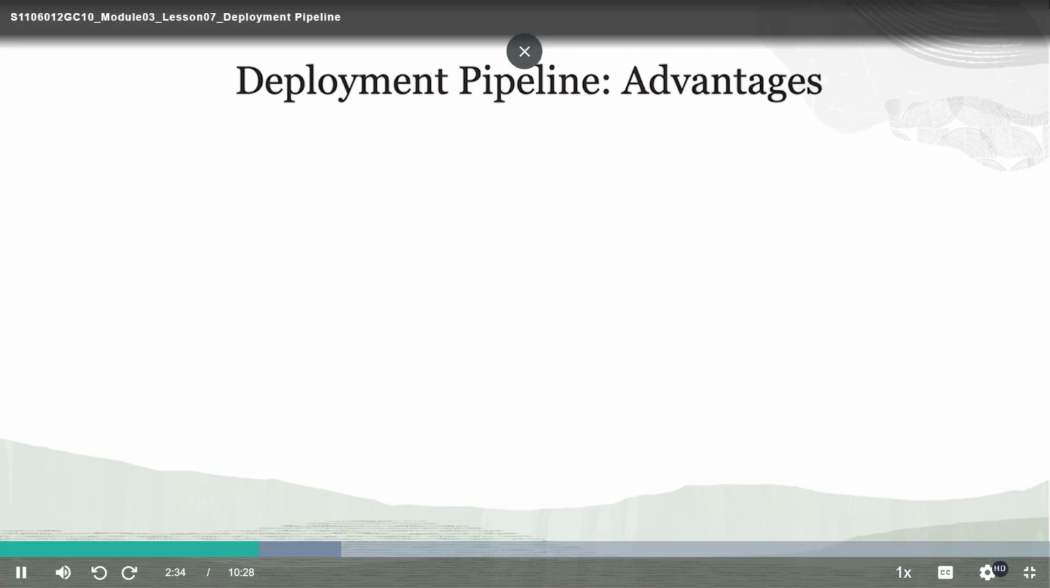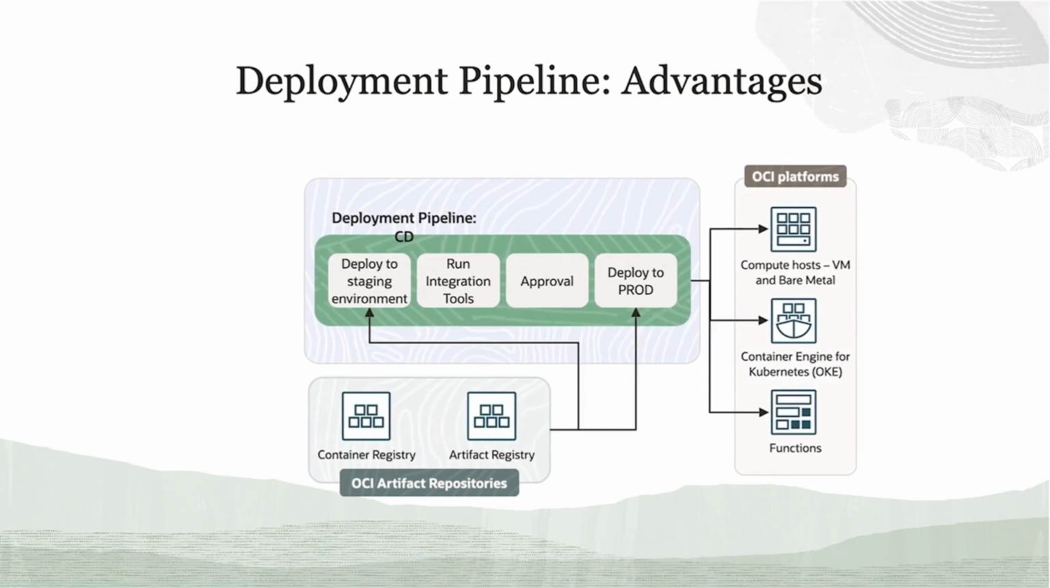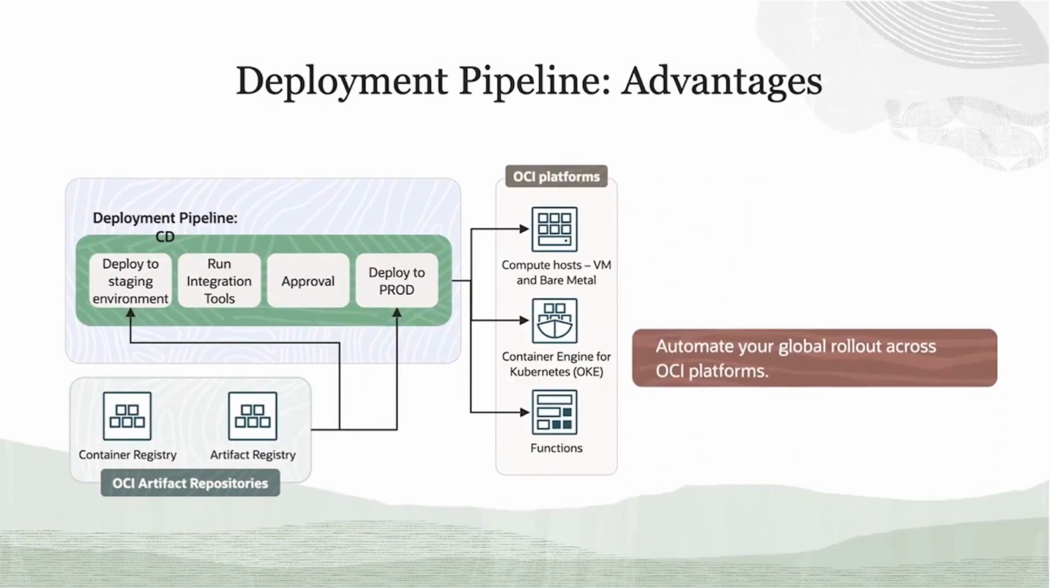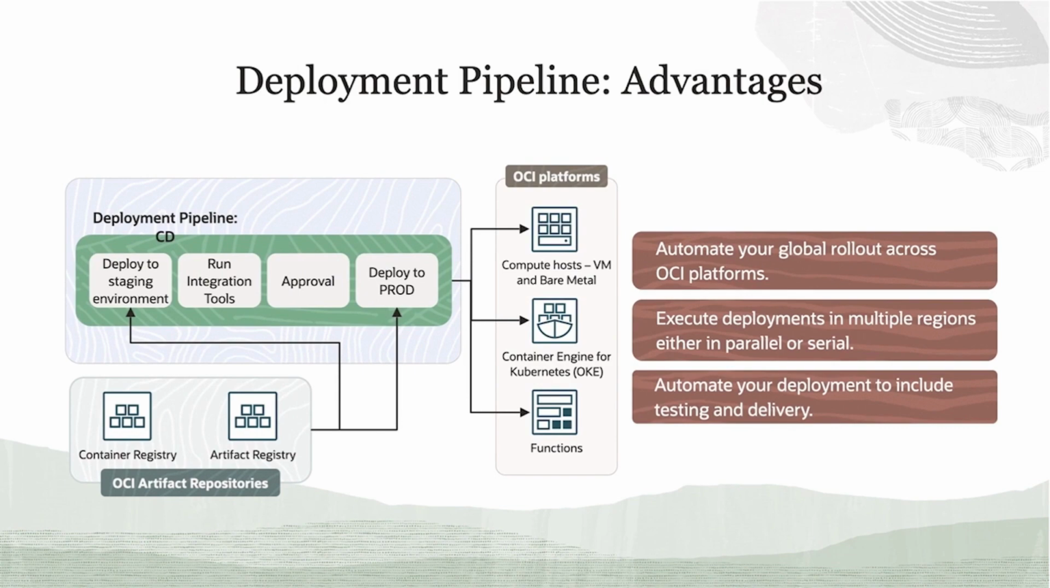Let's talk about some advantages of using deployment pipelines. To start your deployment, you can either automatically run a deployment from your existing continuous integration platform using triggers, or you can run your deployment on demand. The deployment pipelines also offers you advantages in terms of deploying to different environments in multiple regions. You can use either a parallel or a serial approach to do so.